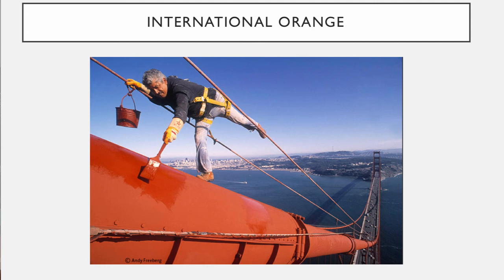After they put on the galvanized-based primer, then they come back and paint it the famous International Orange color that was picked by the original engineer with the idea that it would complement the green hillsides of Mill Valley and the Marin Headlands and also the blue ocean.